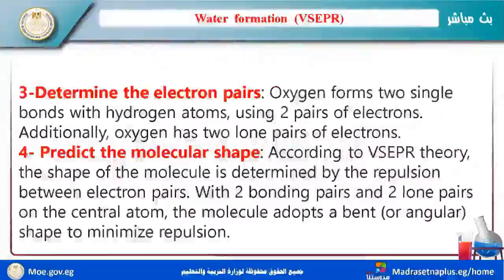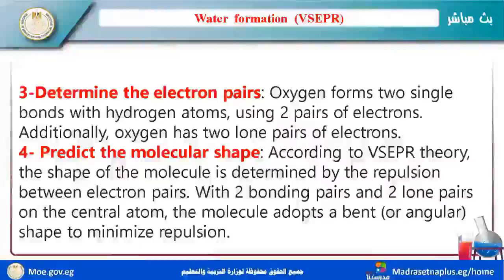Determine the electron pairs. Oxygen forms 2 single bonds with hydrogen atoms using 2 pairs of electrons. Additionally, oxygen has 2 lone pairs of electrons. And you can predict the molecular shape according to VSEPR theory. The shape of the molecule is determined by the repulsions between the electron pairs, with 2 bonding pairs and 2 lone pairs on the central atom.